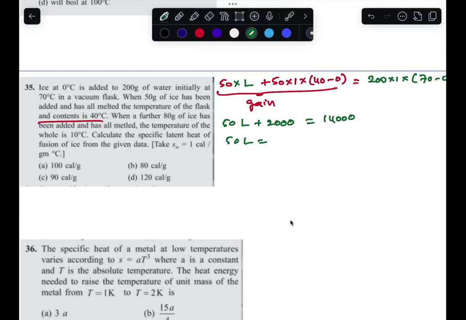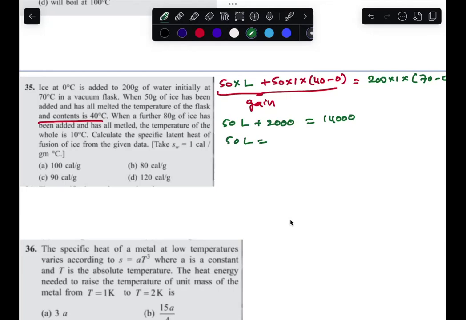36. The specific heat of a metal at low temperature varies according to the relation AT cube, where A is a constant and T is the absolute temperature. The heat energy needed to raise the temperature of unit mass of the metal from 1 Kelvin to 2 Kelvin. Just now we have done this question. Delta Q is unit mass 1 into S into dT. This is nothing but AT cube dT from 1 to 2. So this is A by 4 times 2 power 4 minus 1. 2 power 4 is 16, so 15A by 4.